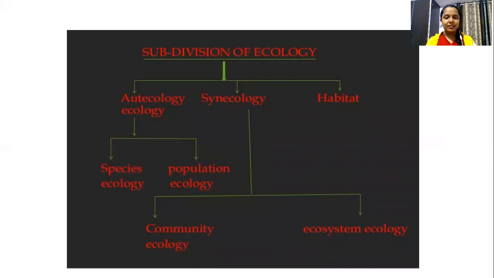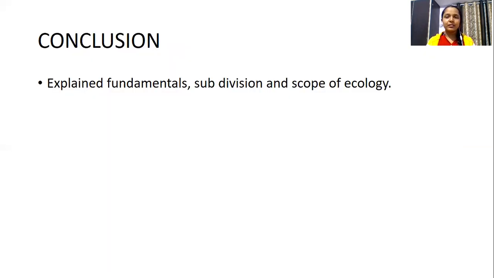This is a schematic representation of the subdivisions of ecology: habitat, species, population, community, and ecosystem ecologies. To conclude, in this video we discussed the fundamentals of ecology and the scope and subdivisions of ecology. Ecology is very important for an organism to live on this planet Earth. It is a must for us to understand ecology and the various ecological aspects, because there is a continuous relation between the biotic and the abiotic factors.